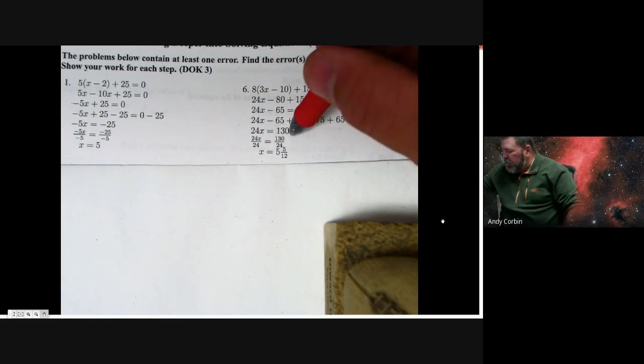The x equals 5/12. No, they're messed up right here. They're two steps away from getting it. I've got a friend that copies all the time. You use that a lot.